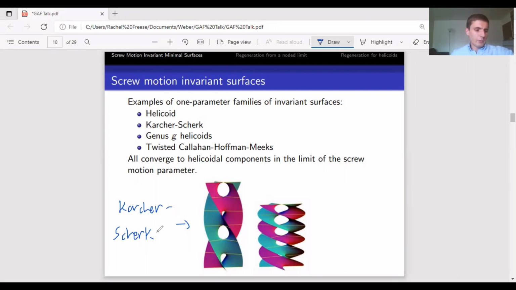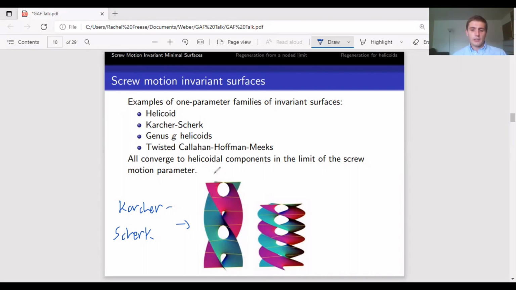until my advisor, Matthias Weber, and Martin Traizet developed a technique to get new ones, and that's pretty much what I'm working off of, and kind of generalizing this technique. But an important observation is that pretty much all of these that we had images of, if you keep twisting, increasing the screw motion parameter, then they eventually degenerate into basically a bunch of helicoidal components. And that's really easy to see with Karcher-Scherk.